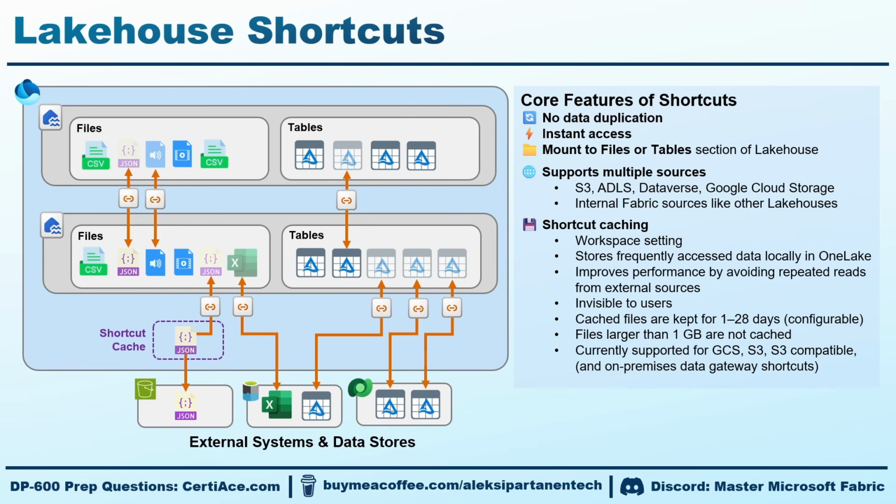These cached files are then kept for 1 to 28 days depending on your configuration. Also, files larger than 1 GB are not cached at all, and currently this caching is supported for Google Cloud Storage, S3, S3 compatible, and on-premises data gateway shortcuts.